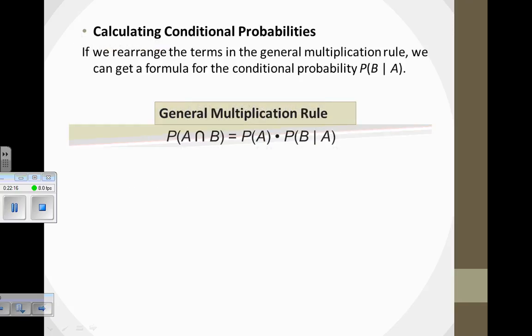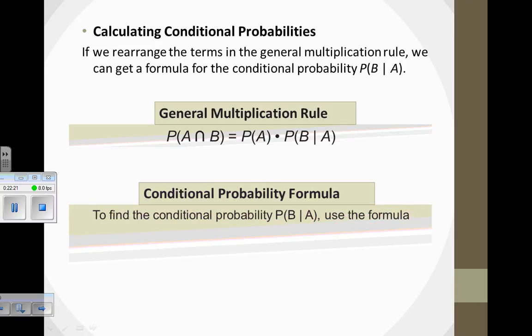All right, so calculating conditional probabilities. Using the formula, which we have on our formula sheet, you can just rearrange it, again multiplying or dividing things over. And you can find what the probability of B given A would be if they are not independent.